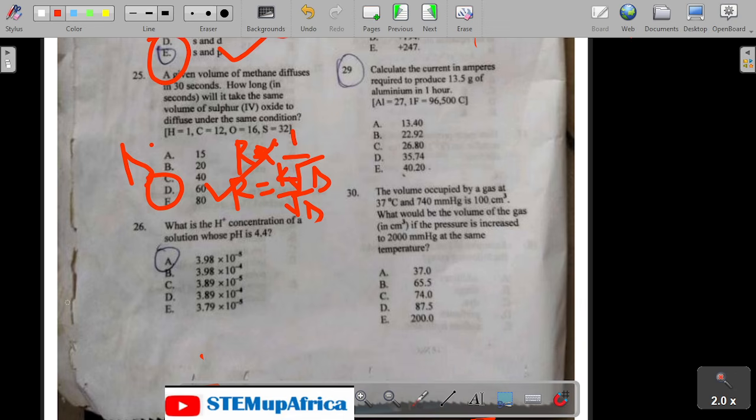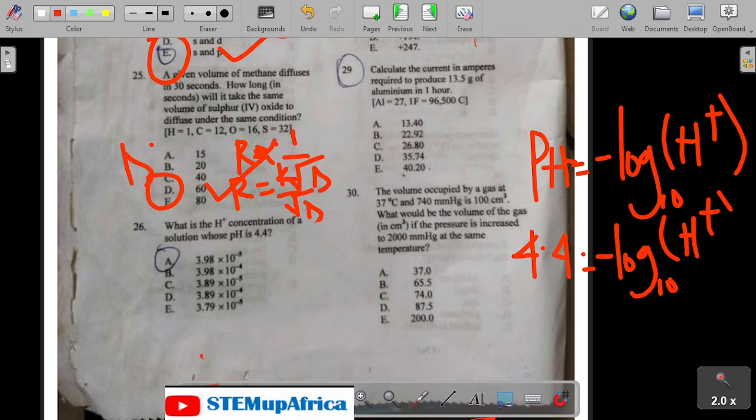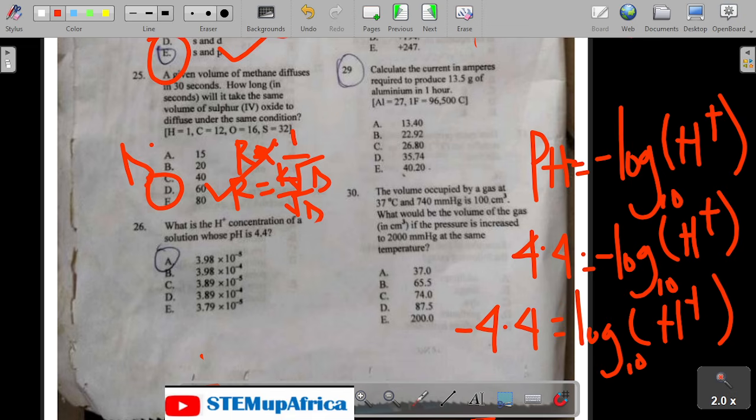Now it says, what is the hydrogen ion concentration of a solution of pH 4.4? We know that pH is the negative logarithm to base 10 of the hydrogen ion concentration. So if the pH is 4.4, I have 4.4 equals negative log to base 10 of hydrogen ion. If I divide both sides by negative, I'm going to have minus 4.4 equals log to base 10 of hydrogen ion. So if I apply the principles of indices here, I'm going to have hydrogen ion equals 10 raised to the power minus 4.4.